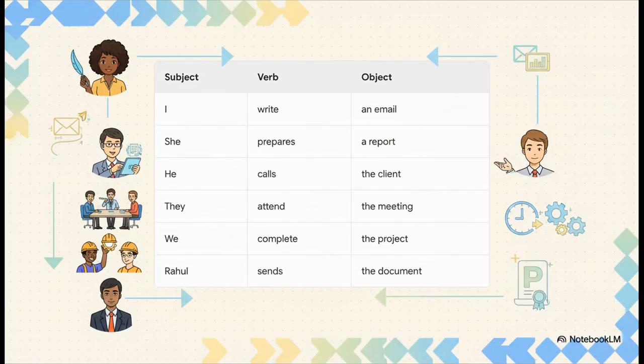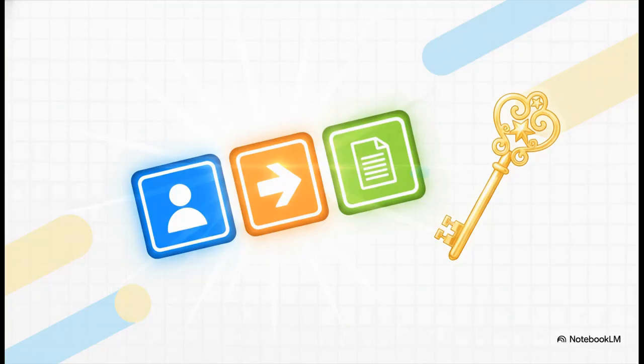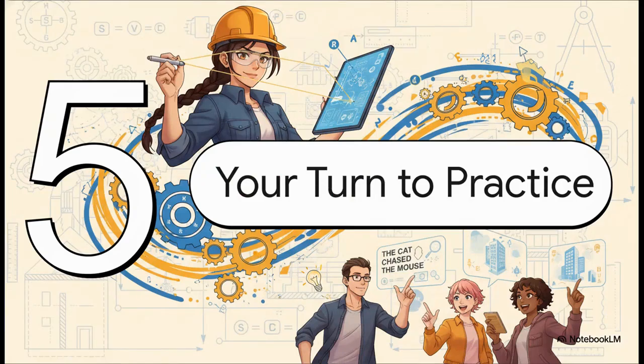It doesn't matter what the words are, the structure is always the same. Subject, verb, object. He calls the client. We complete the project. It's consistent, it's reliable, and it's incredibly easy for anyone listening to you to understand. So, if you remember one thing, remember this simple formula. Subject plus verb plus object equals a clear, complete, and really powerful sentence. This is your key.